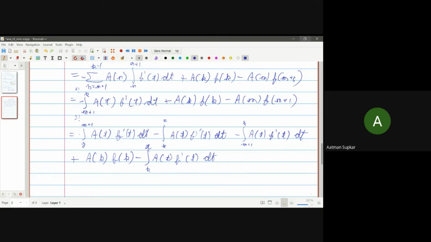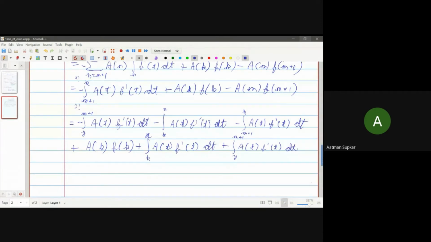I think this is also supposed to be negative. Let me check. Right, this is also supposed to be negative. Now everything makes sense. That's the integral from y to m plus 1. Yes, and finally this thing is breaking down every single letter. Right, great.